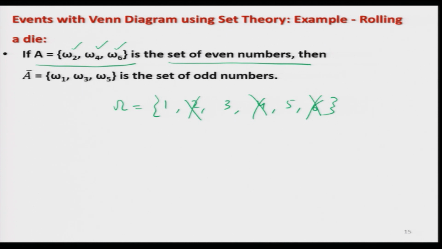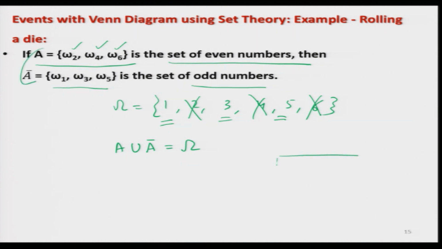So what is left here? These are the numbers 1, 3 and 5. So this A complement is going to have all 3 numbers, omega 1, omega 3 and omega 5, which are essentially the set of odd numbers. And obviously, if you try to see A union A complement, this is going to be omega, and you can see that from these 2 events also.